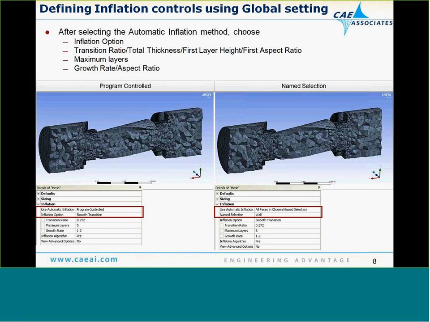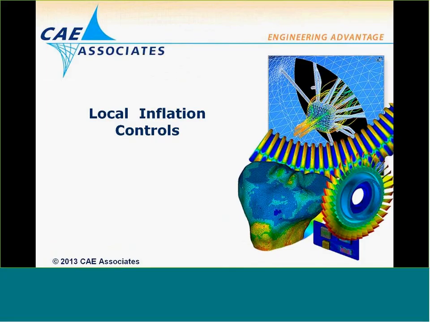In addition to that, you specify the maximum number of layers you want in your inflation layer, which by default is 5, and it can go as high as 1,000. The third option that needs to be specified is the growth rate or the aspect ratio, depending on the inflation option you have chosen. In addition to specifying the global inflation controls, you can also specify local inflation controls.